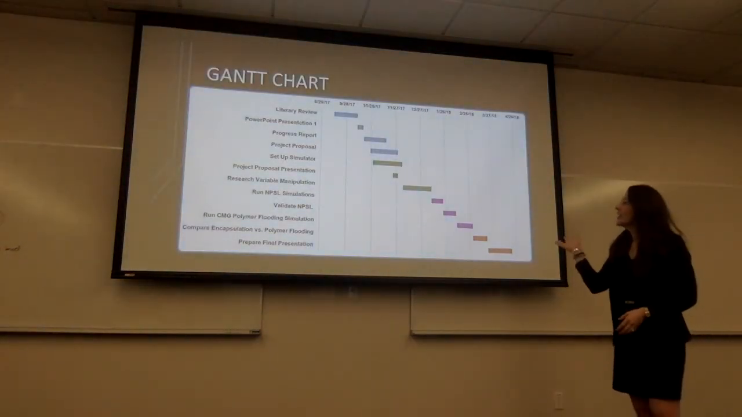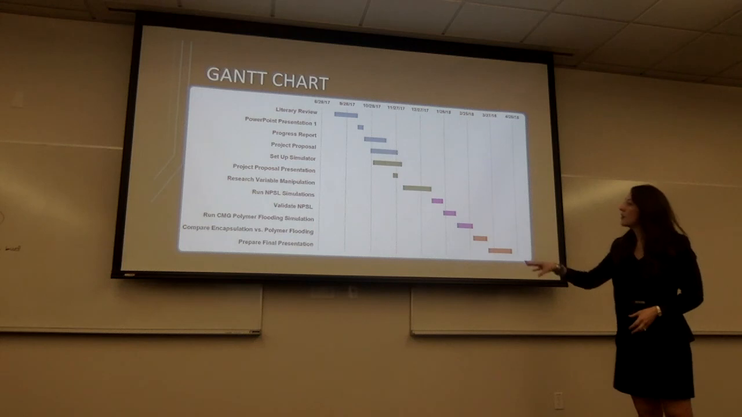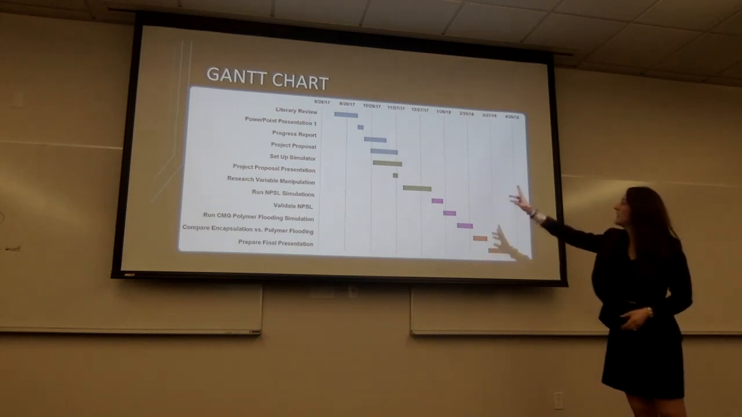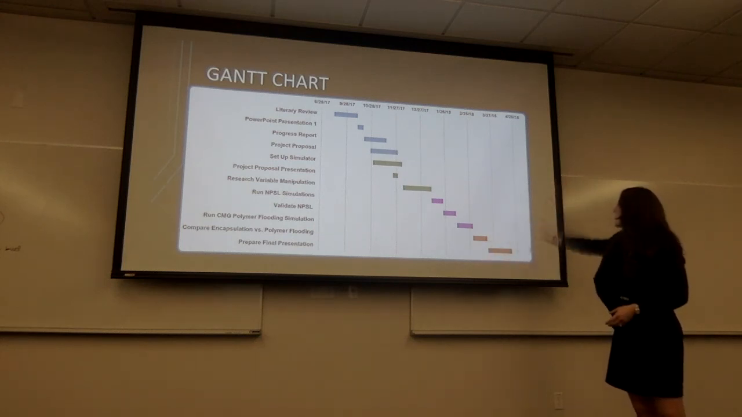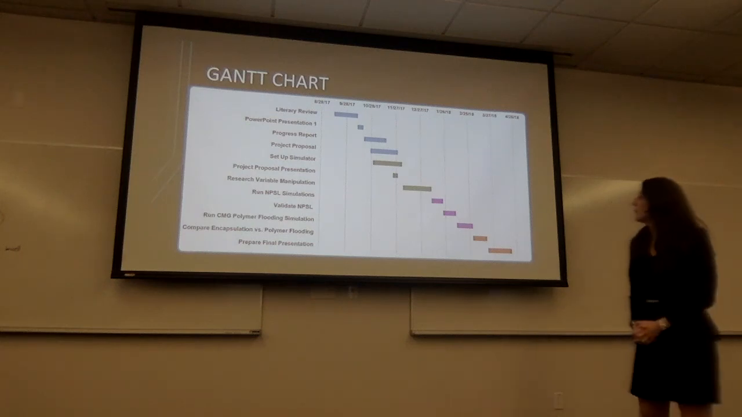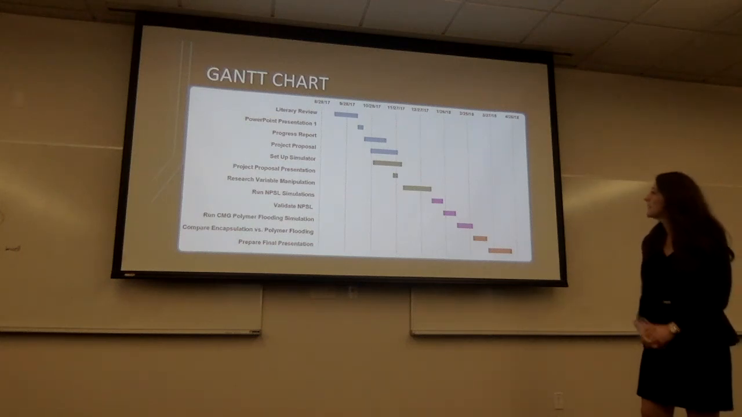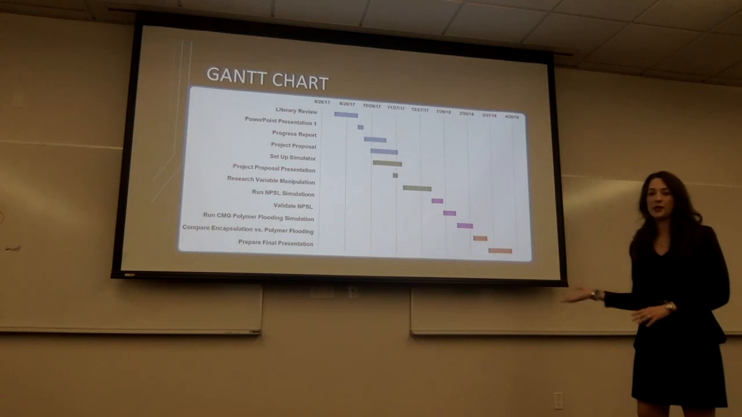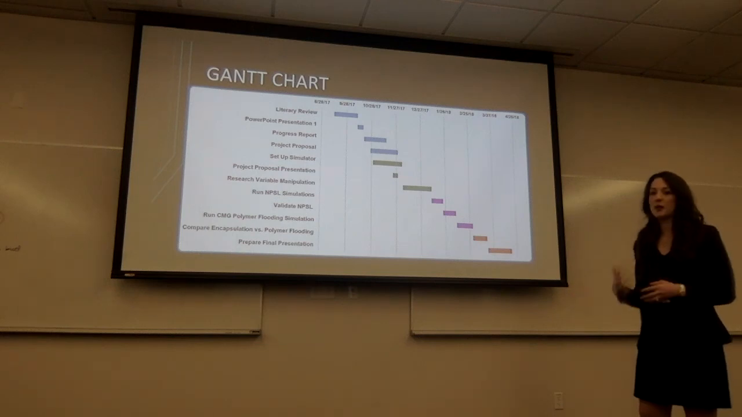And this is our Gantt chart, and this is basically a timeline of the whole project. We started in August, and we have made plans all the way up to April 26th. We've been a little behind at some places and a little ahead in others, but it's been a really great tool to keep us on track with our main goals.